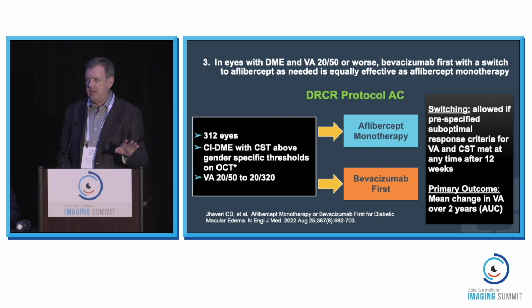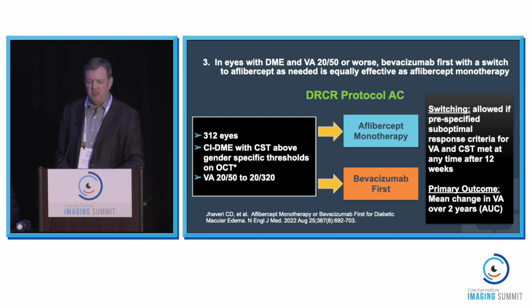I will say from the outset, no one in the network wants an insurance company to tell us what to do. Nobody does. We hate it, right? But the reality is we are being told what to do. And the reality also is that more than half of people 20/50 or worse still wound up with very good vision using bevacizumab only. So because this was being imposed on us, we decided we should study this. So this is 312 eyes, 20/50 or worse, with diabetic macular edema randomly assigned to aflibercept monotherapy, or starting with bevacizumab first with an allowed switch to aflibercept using pre-specified suboptimal response criteria.